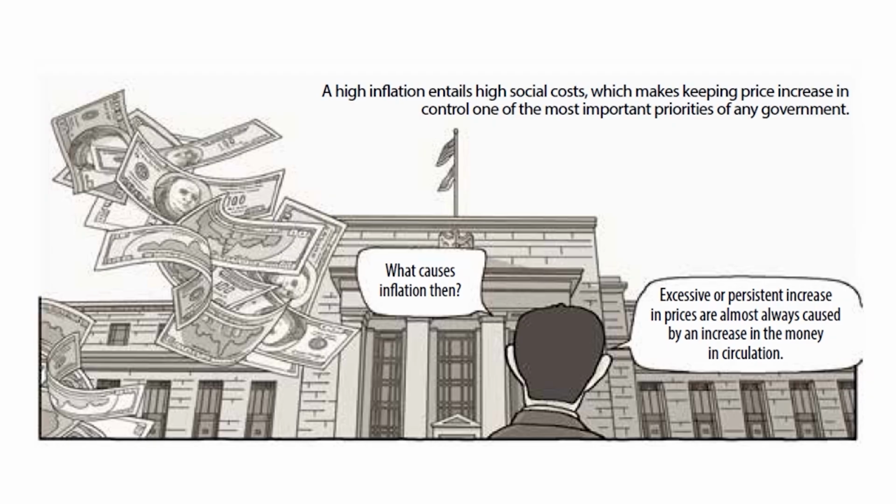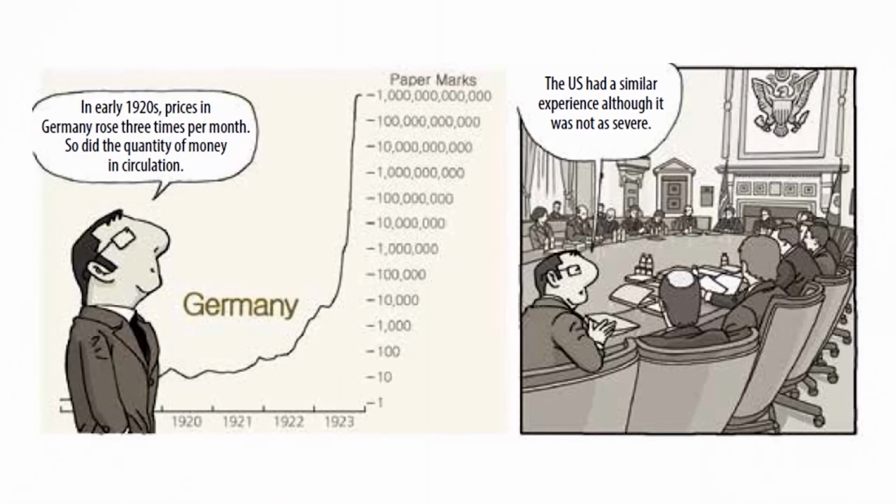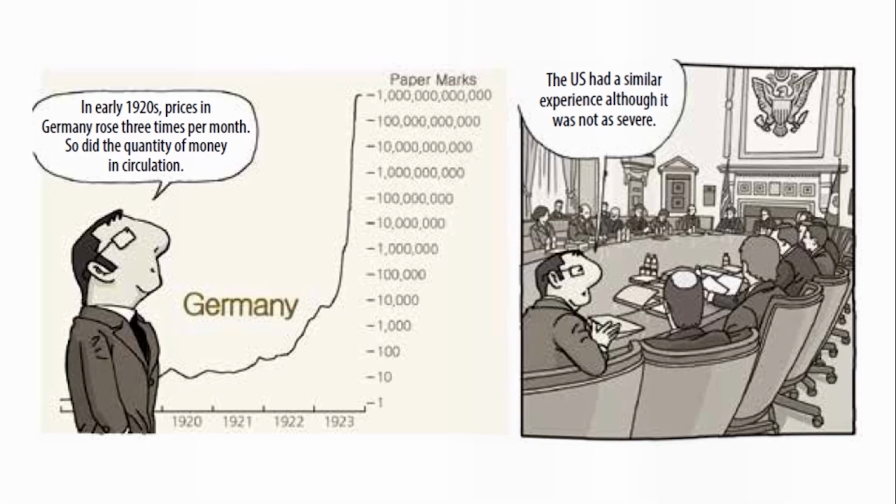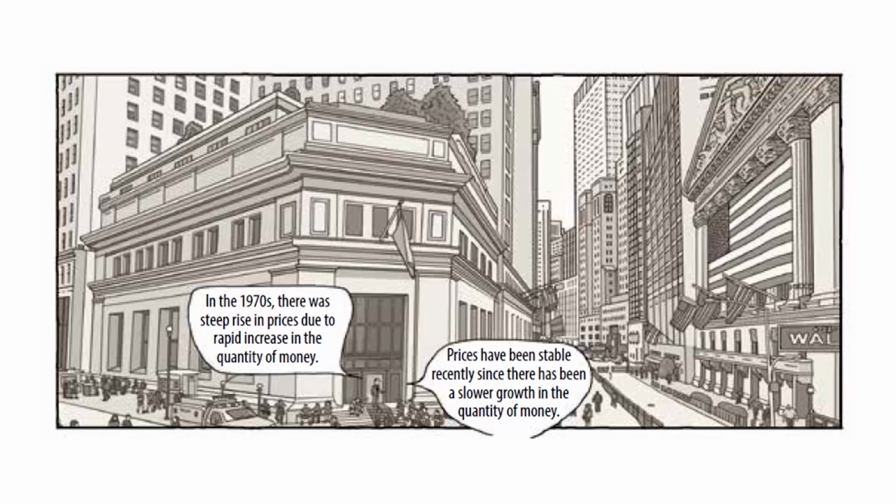Excessive or persistent increase in prices are almost always caused by an increase in the money in circulation. In early 1920s, prices in Germany rose 3 times per month. So did the quantity of money in circulation. The US had a similar experience, although it was not as severe. In the 1970s, there was steep rise in prices due to rapid increase in the quantity of money. Prices have been stable recently since there has been a slower growth in the quantity of money.